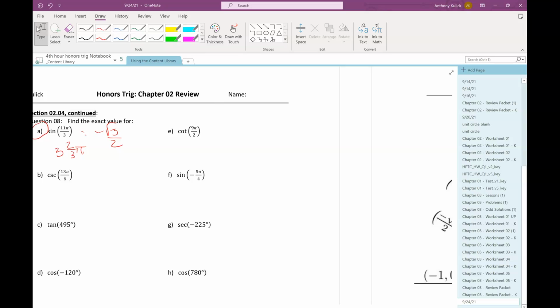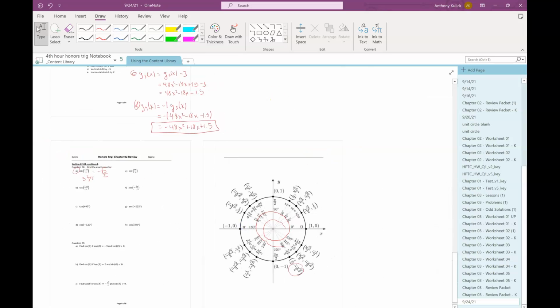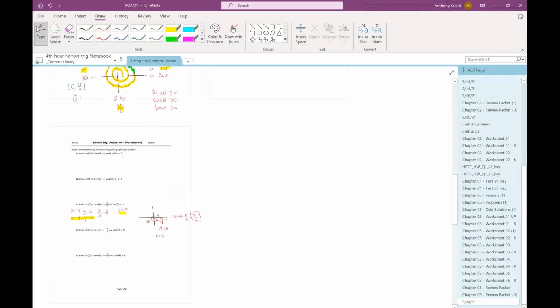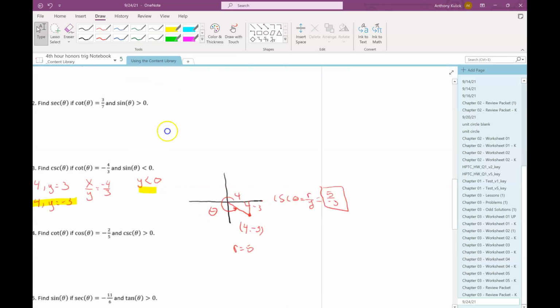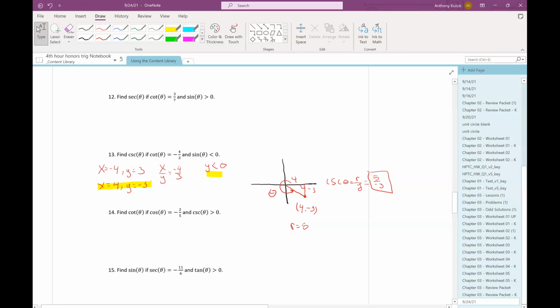So for example, number 13 or 14, between 13, 14, 15, how would you determine which of the numbers were the negative? On 13, I knew that either x was negative or y was negative, but not both at the same time. So I started off with both of them being a possibility, but because sine is negative, and sine is the y, I knew it had to be the one where the y coordinate was negative.